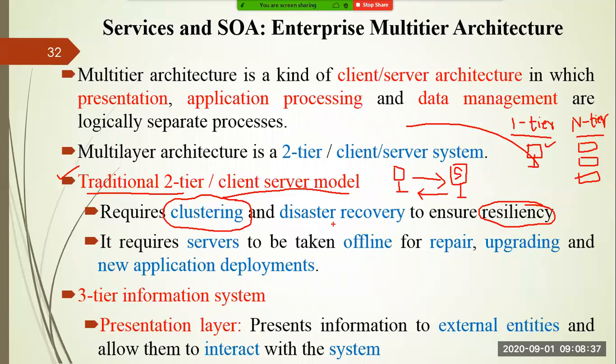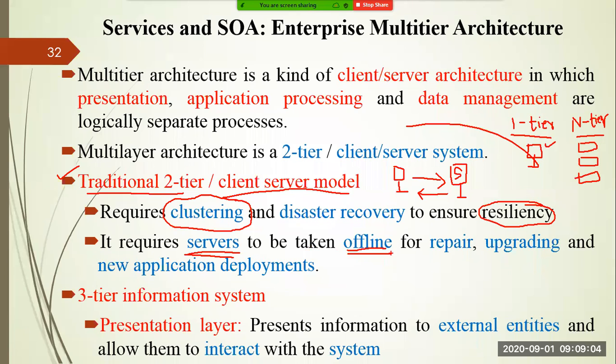In the traditional two-tier architecture, various servers are there. These servers may be clustered. If there is some natural calamity or disaster, what will happen? It will affect those servers. So if such a case occurs, a natural calamity or some problem, what we have to do in the traditional two-tier architecture is that the server is made offline. You have to remove the server.